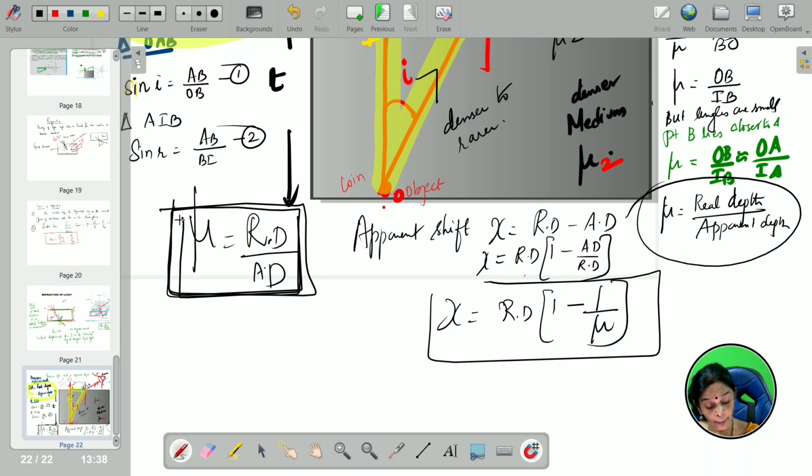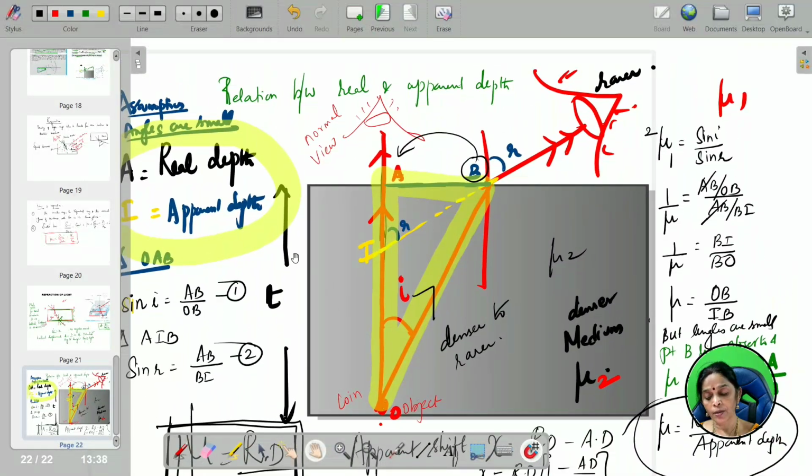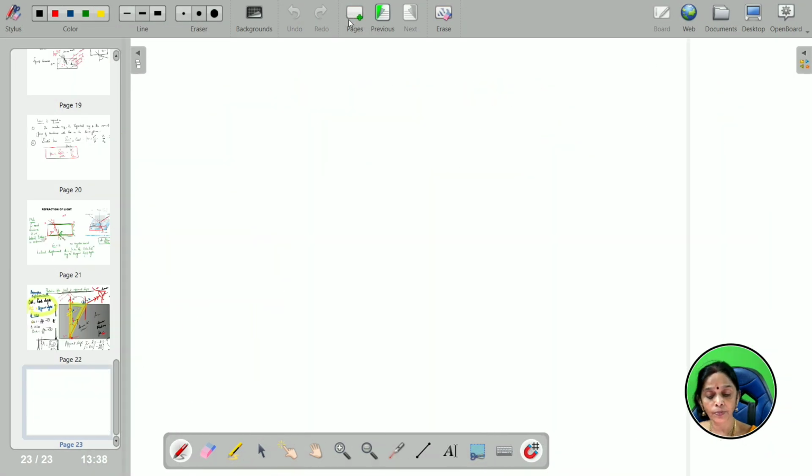Hope it is simple and you can learn the same thing. The relation between real and apparent depth we have done, so we will go to the next topic. What is the next topic? That's nothing but total internal reflection.